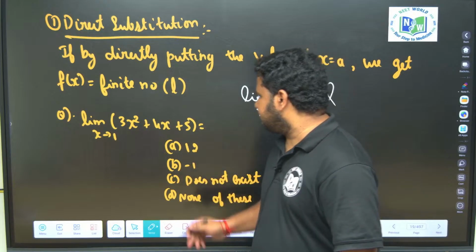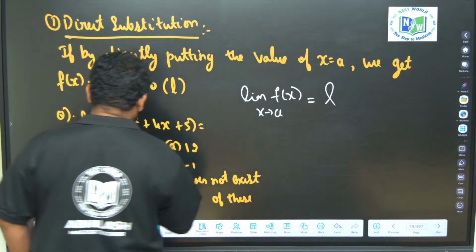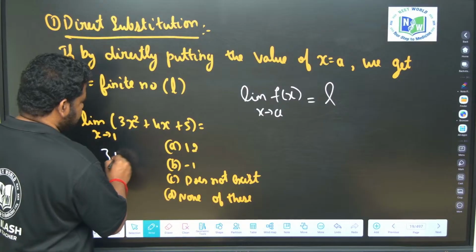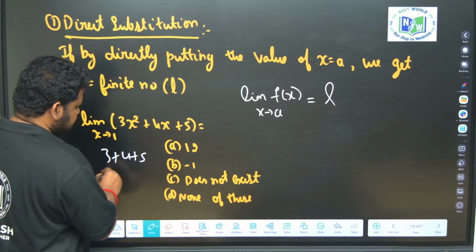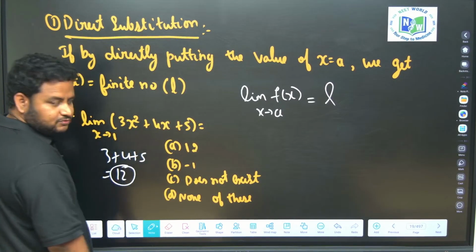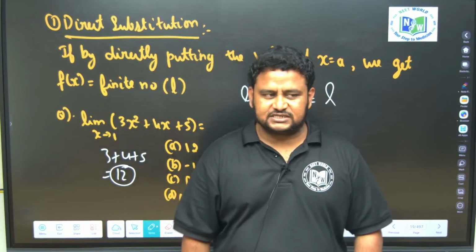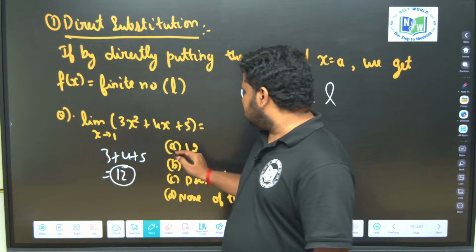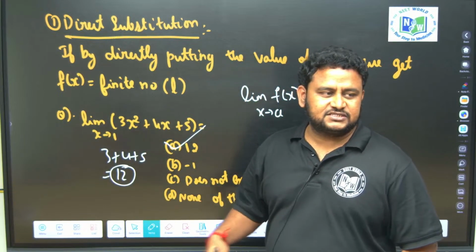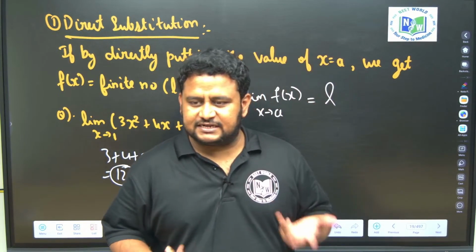What are you getting? 12. That is good, your calculation is fast. So this will become 3 plus 4 plus 5, that is, it will become equal to 12. So what is the answer we get? Option A, 12. This is direct substitution.